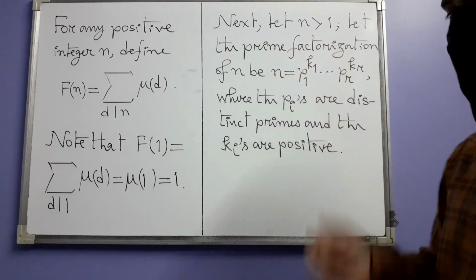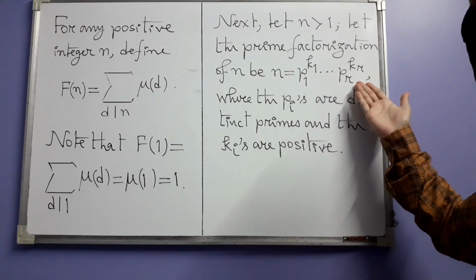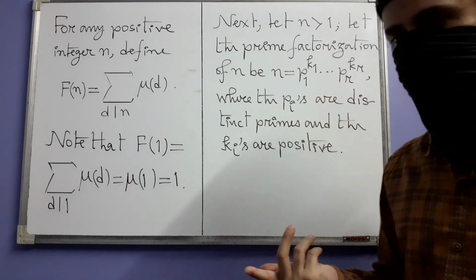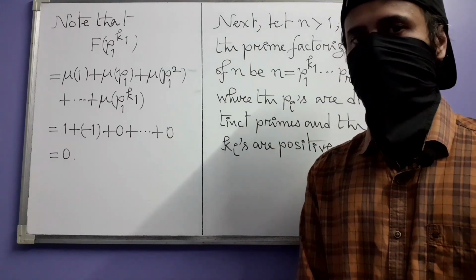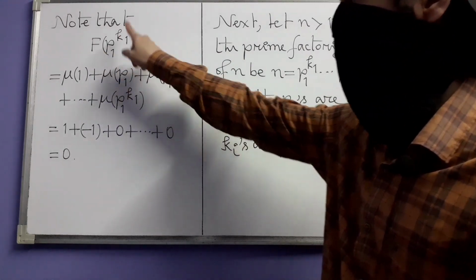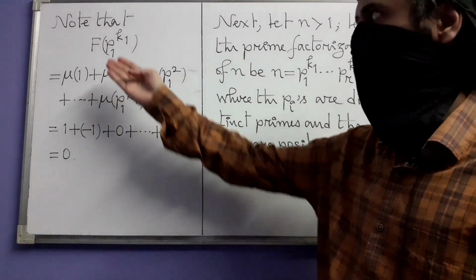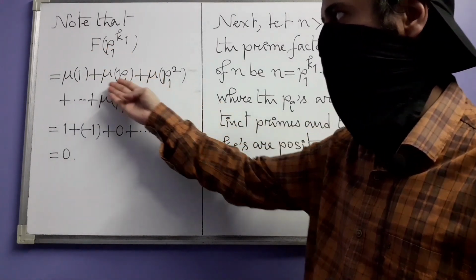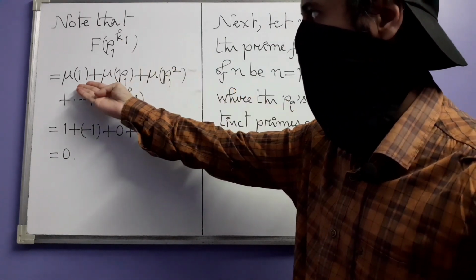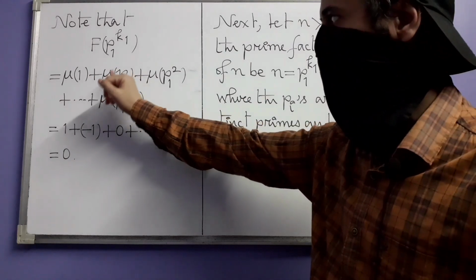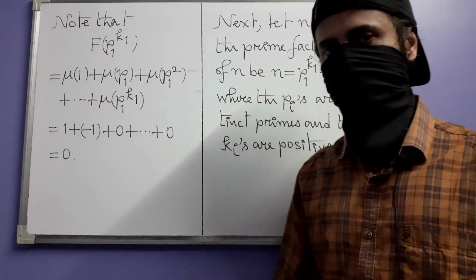So it will then have a prime factorization by the fundamental theorem of arithmetic. Let that prime factorization be this, where the primes p_i are distinct and each exponent k_i is a positive integer. Let us first see what happens to F of p1 to the power k1, this prime power in the factorization of n. By the definition of F, this is equal to the sum of the mu values of all the positive divisors of p1 to the power k1, and those positive divisors are these: 1, p1, p1 squared, all the way up to p1 to the power k1.